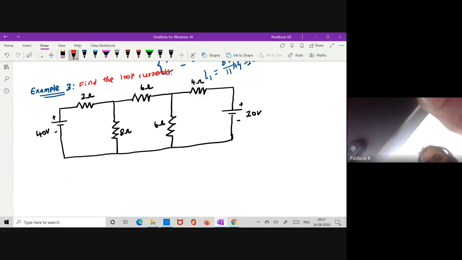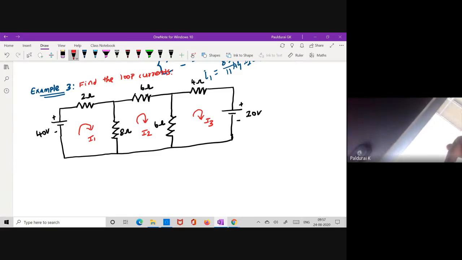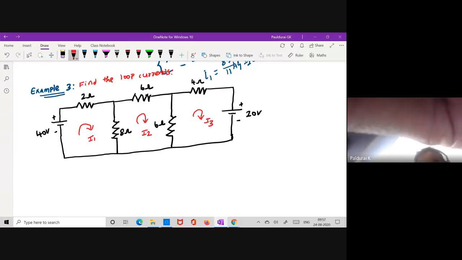So what you will do? You will always assume clockwise direction I1, I2, I3. Can you develop by yourself or do you want me to teach? Sir, we will try ourselves. Okay, then straight away I will write the final equation. Okay, please cross verify.